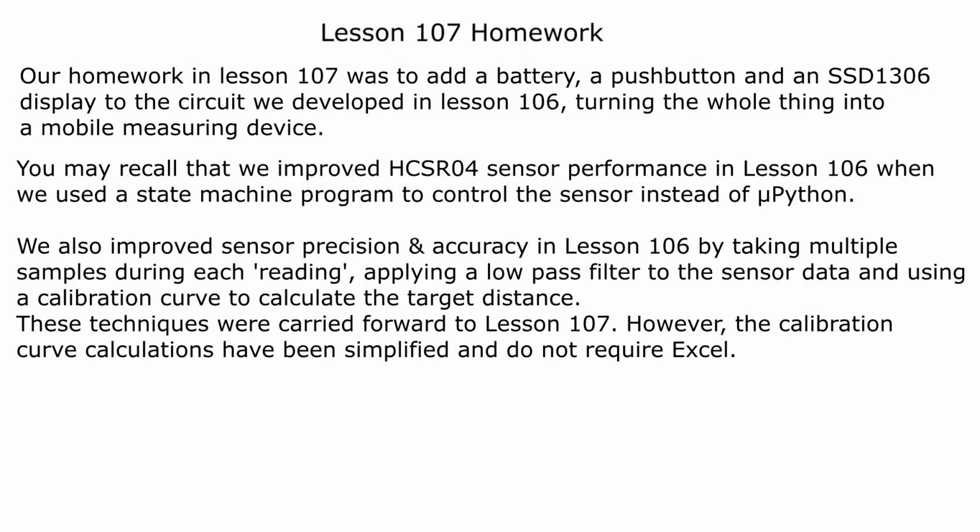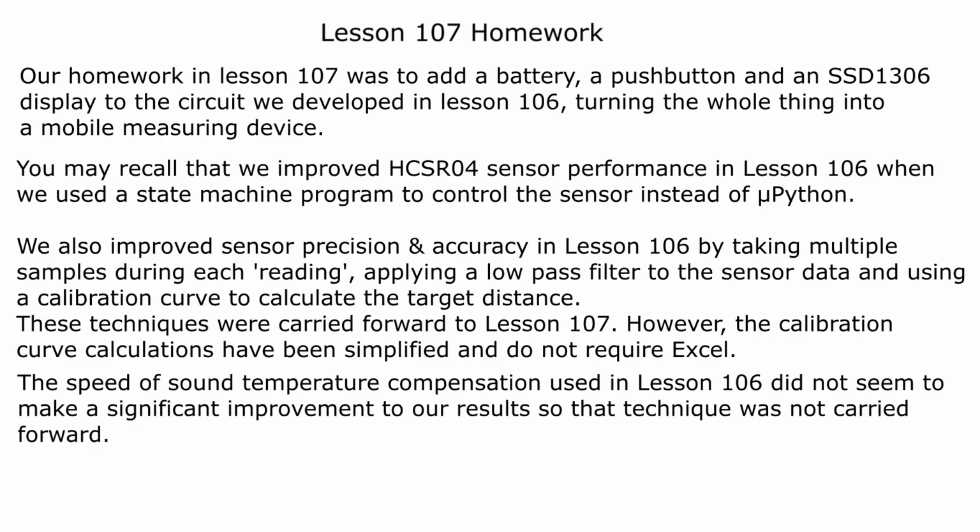We also improved sensor precision and accuracy in Lesson 106 by taking multiple samples during each reading, applying a low-pass filter to the sensor data, and using a calibration curve to calculate the target distance. These techniques were carried forward to Lesson 107. However, the calibration curve calculations have been simplified and do not require Excel. The speed of sound temperature compensation used in Lesson 106 did not seem to make a significant improvement to our results, so that technique was not carried forward.